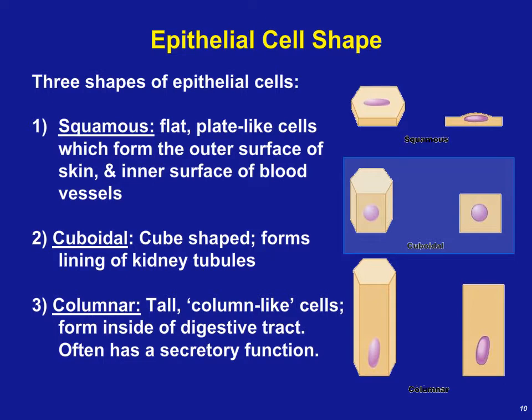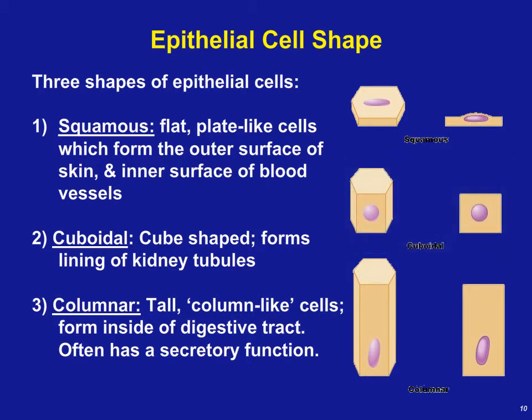Cuboidal cells, on the other hand, are cube-shaped, as the name implies, and we tend to find them in areas like the kidney where we have some secretion and absorption going on. And so if we're identifying a cuboidal cell, theoretically it should be cube-shaped, but more often than that, it looks maybe circular or ovoid. But the big thing you want to watch for here is a nice circular nucleus that's in the middle of the cell.